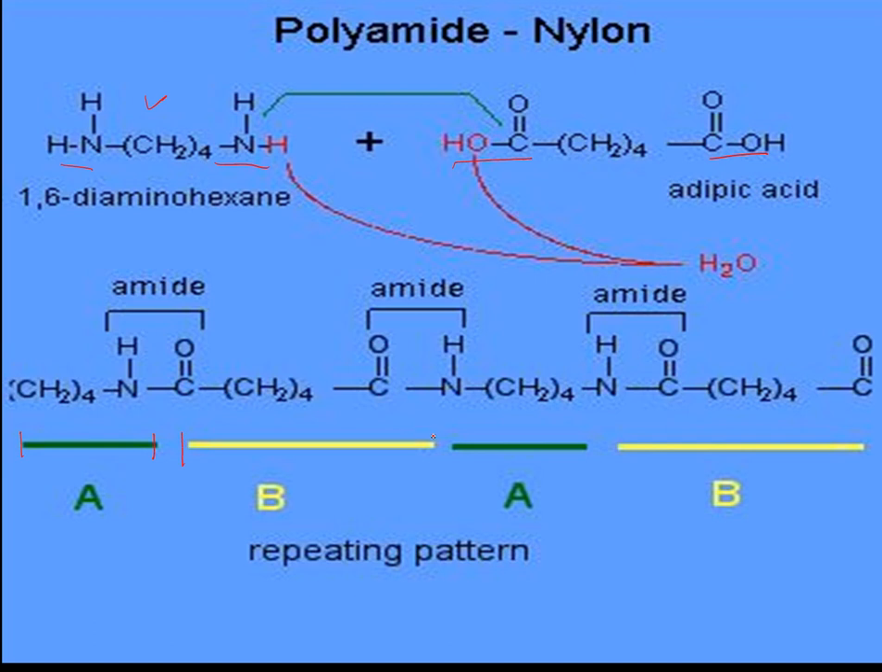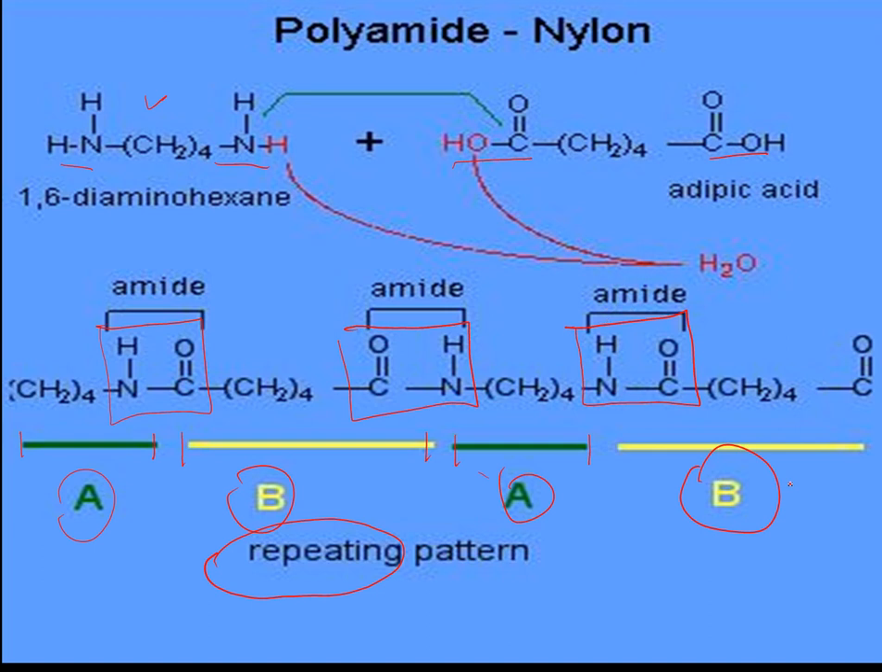You see this green A is representing a diamine and this yellow B is representing a dioic acid, the adipic acid. So the pattern is repeating itself with same monomers A and B, A and B. They come one after another and the amide linkage is repeating again and again because this is the linkage between monomers. So here we see the nylon is made.